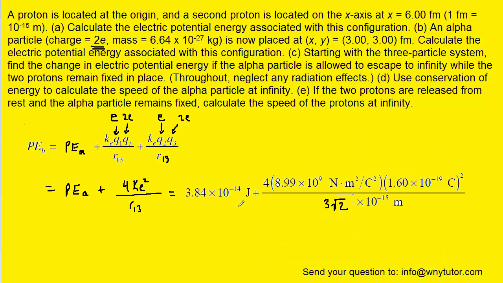So we went ahead and plugged in all the known values. Once again, note that PE sub A is the same potential energy we found from part A of the question. Also notice that we converted that 3 radical 2 femtometers into meters by multiplying by 10 to the minus 15th.